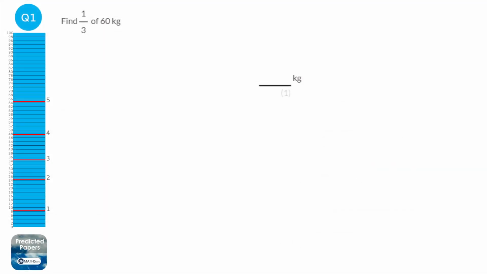To find a fraction of an amount, what we do is we divide by the bottom of the fraction, times by the top. So we're going to do 60 and we're going to divide it by the bottom of the fraction, the denominator, which is 3. And 60 divided by 3 is 20. Then we're going to do 20 times 1, which will just remain 20. So our answer is 20 kilograms.